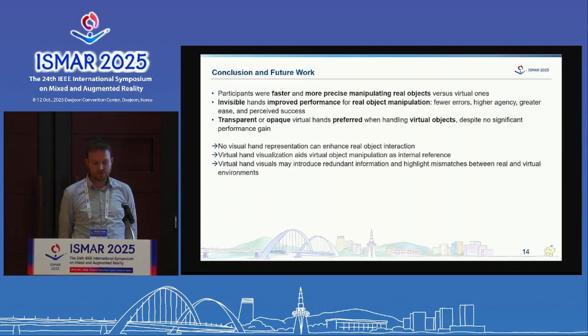Virtual hand visualization aids virtual object manipulation as an internal reference, and virtual hand visuals may introduce redundant information and highlight mismatches between the real and the virtual environments.